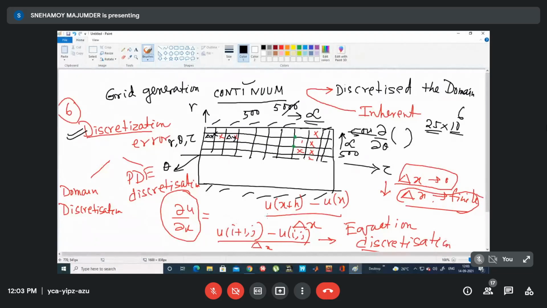Even here also I told you del u del x, limit delta x tends to 0, but I am taking delta x to be finite. So here also I am assuming some error, which is called discretization error, because this is discretization of the PDE, and this also gives some error. So domain discretization and partial differential equation discretization give some error, that is called discretization error. So these are the, it is for 5, not 6. These are the 5 types of main error.